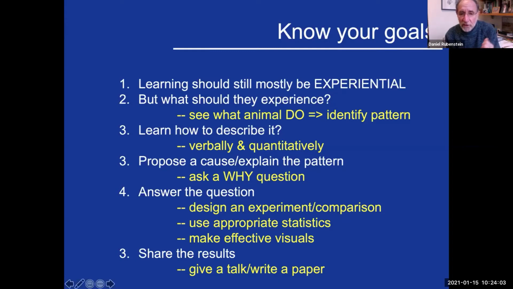Because my next goal is to have them propose a cause for the pattern and explain it by asking a why question. Then comes the easy part. They've been doing this in school since they were in fourth grade.